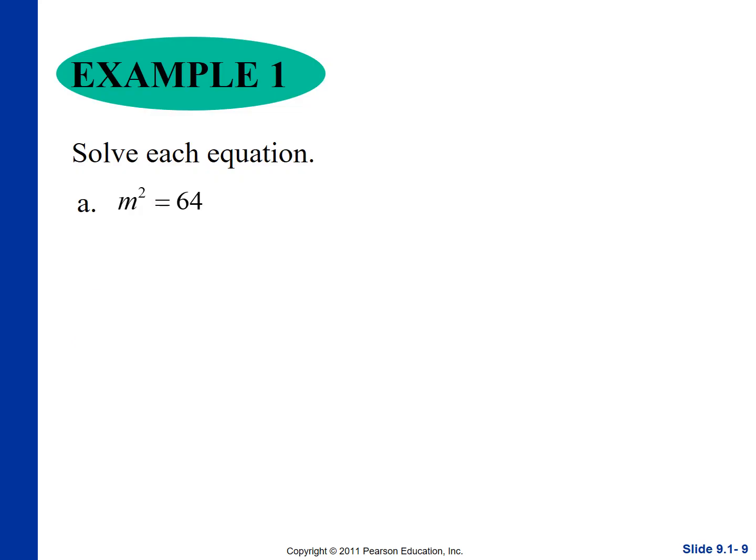So m squared equals 64. By the square root property, m is equal to 8 or negative 8. 8 times 8 is 64, but negative 8 times negative 8 is also 64. So keep in mind, you always have to have 2 answers.